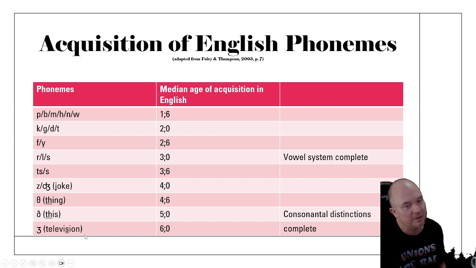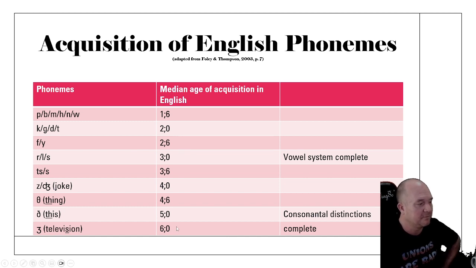So television gets acquired, and then consonantal distinctions are complete. So around 6 years of age, they've gotten the phonemes of the consonants of their language, or in English.